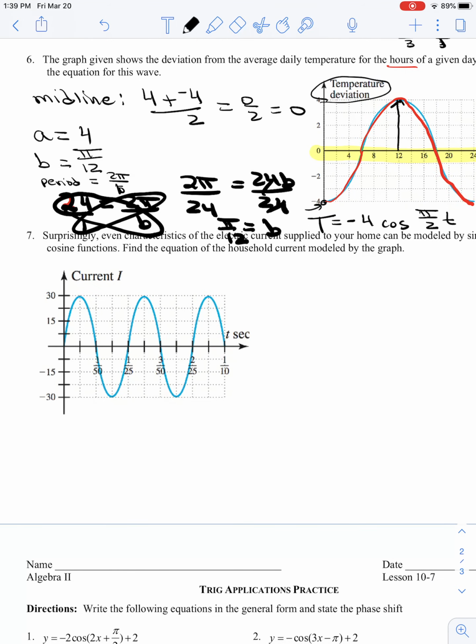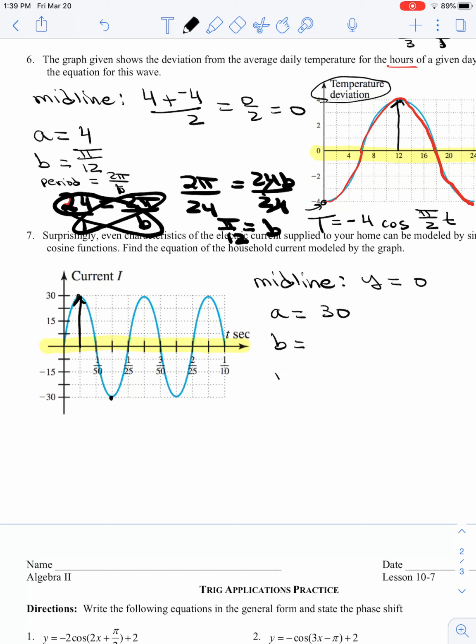Okay, so I'm going to look at number 7. Last question. We want to find the equation of the household current modeled by the graph. Again, I'm going to start with the midline. The min is negative 30 and the max is 30. If I average that together, just like I did in the other ones, I would get y equals 0. So I'm going to draw my midline in, y equals 0, so there's no vertical shift. Now I want to find my amplitude. From the midline up or the midline down is going to be 30. So my A value is 30.